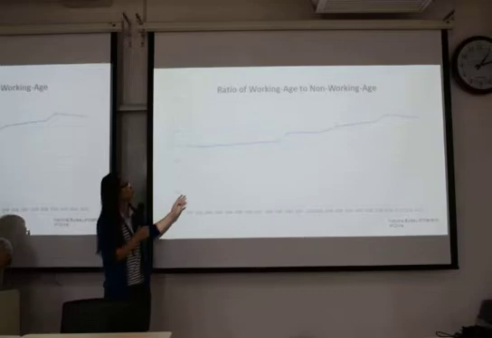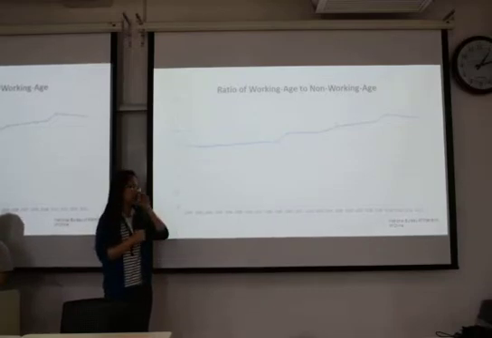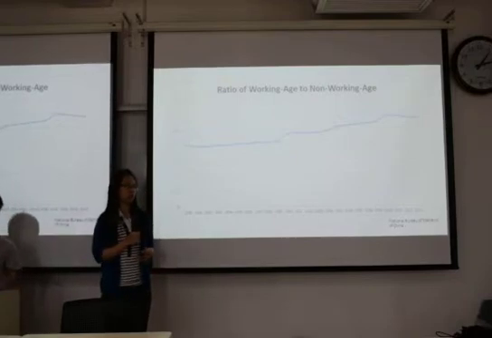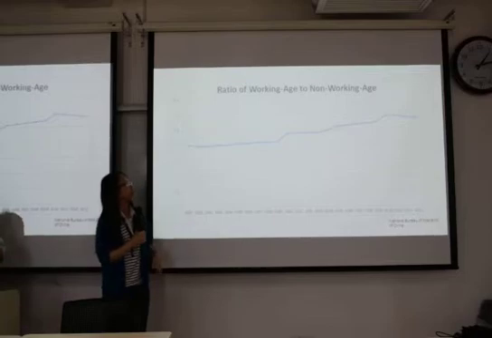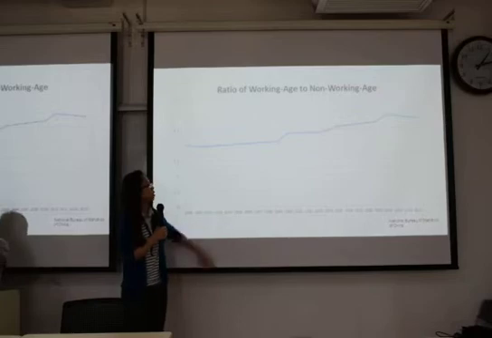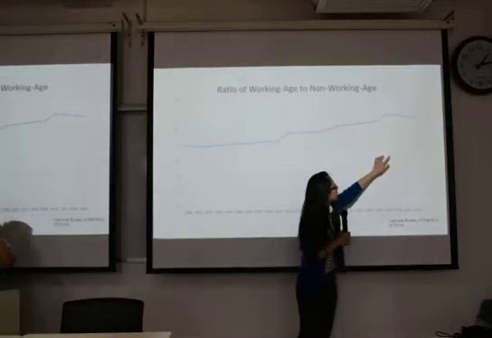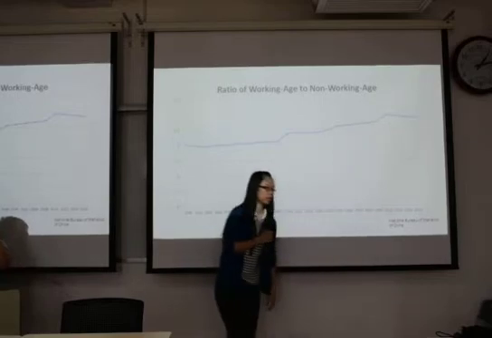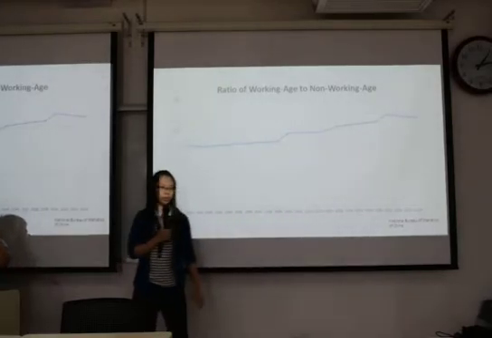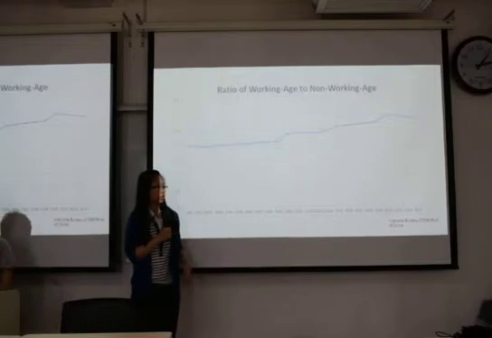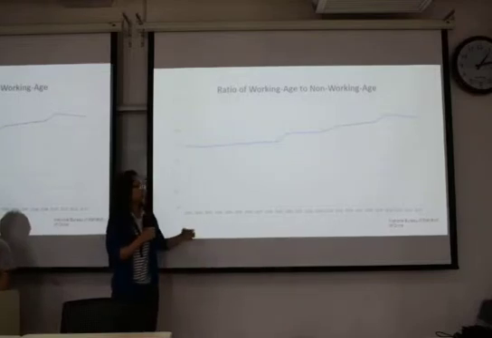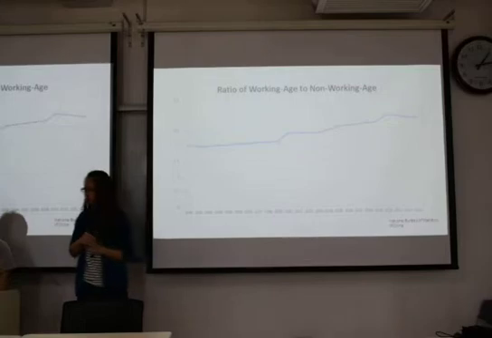This one is the ratio of working age to non-working age. I divided the number of people in working age by the people who are in non-working age, and you can see the ratio tends to decrease. That means the number of people in non-working age becomes more and more than the people in working age.